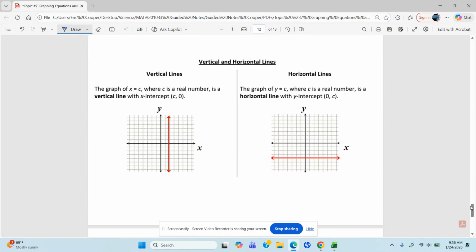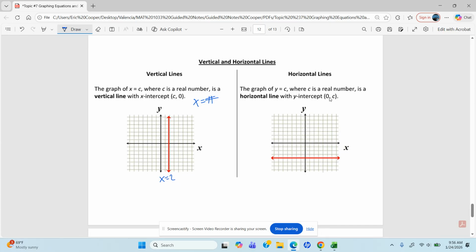The lines that we haven't talked about are vertical and horizontal lines. Vertical lines have a graph where x is equal to c, where c is a real number. So the way I remember this, when we write an equation for a vertical line, it's always x equals and then some number. That number will be whatever it goes through with the x-axis. So for example here, this would be x equals 2.